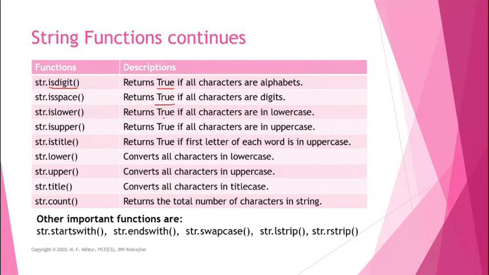The islower function checks whether all the characters are in lowercase. Lowercase means small letters. Only if all characters are in small letters will it give true. The same here for uppercase letters: if it is, then it will display true. The istitle function means if the first letter of each word of the string is a capital letter, then it will display true.